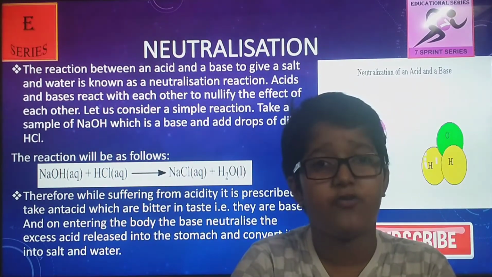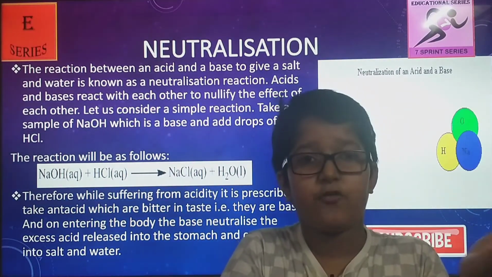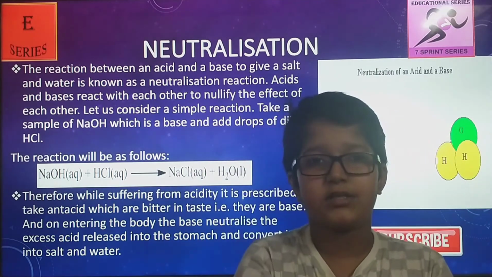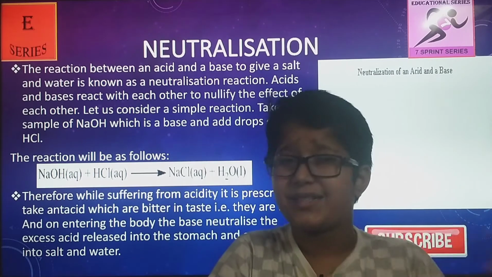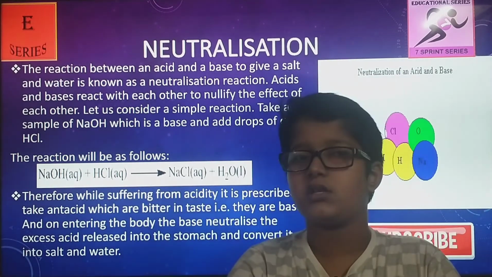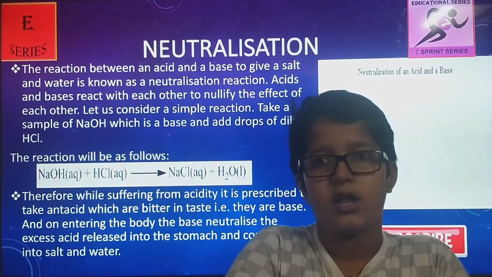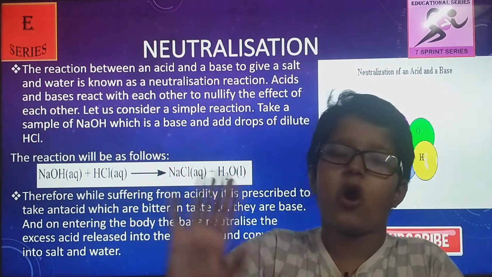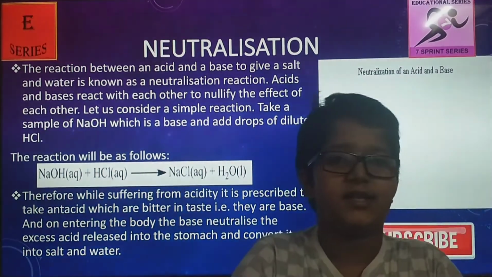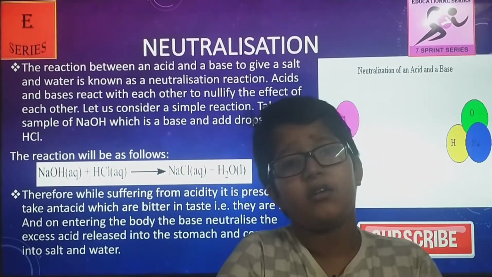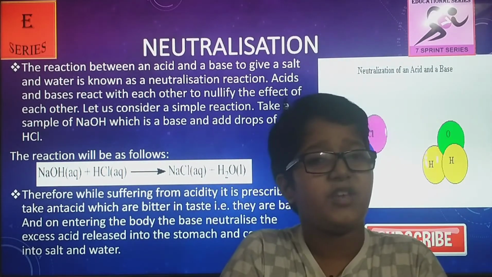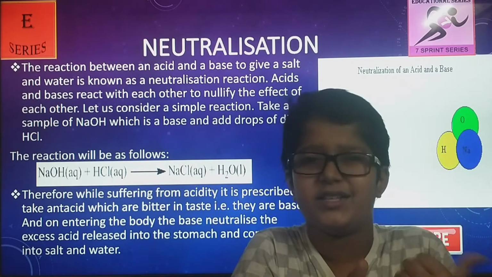This effect of an acid and a base combining during a reaction, forming salt and water, is called neutralization. Now, if it is a strong base and a weak acid, then the solution will be a little basic. If it is a strong acid and a weak base, then the solution will be a little acidic.